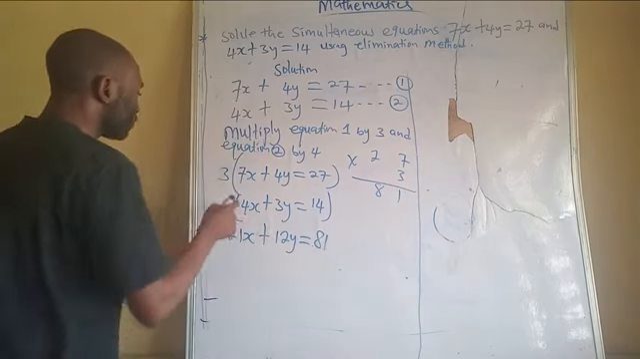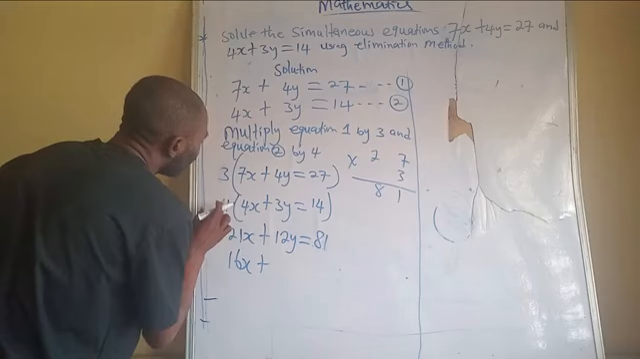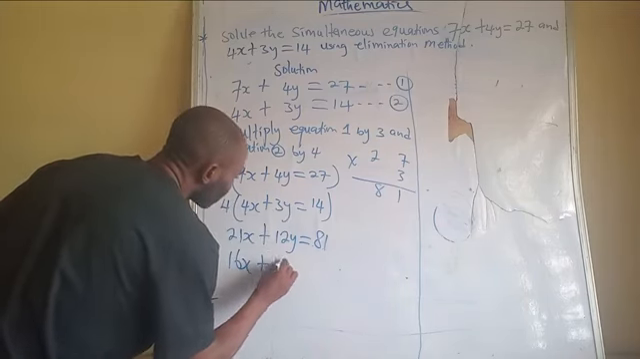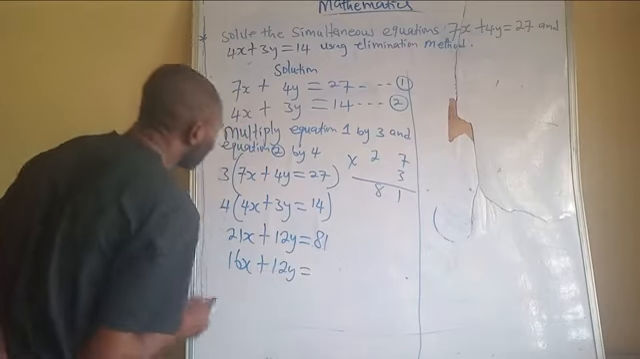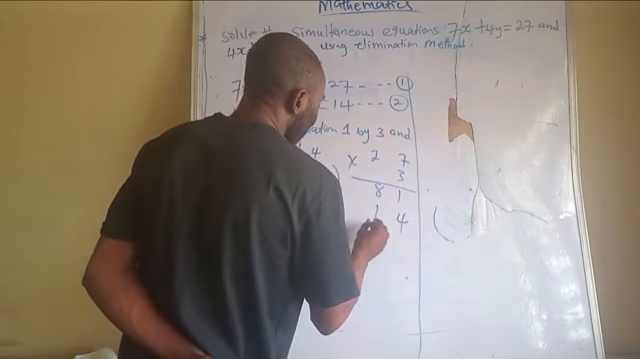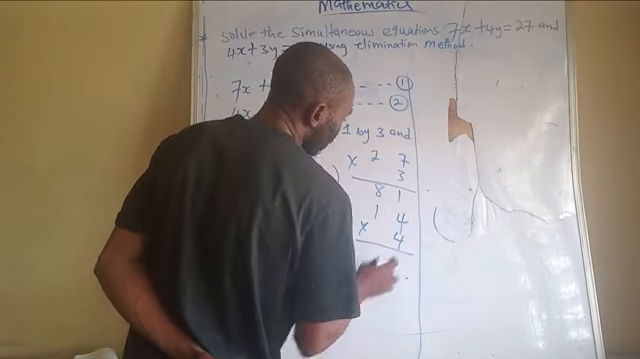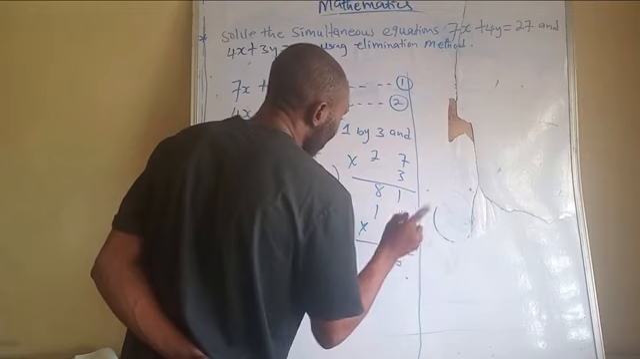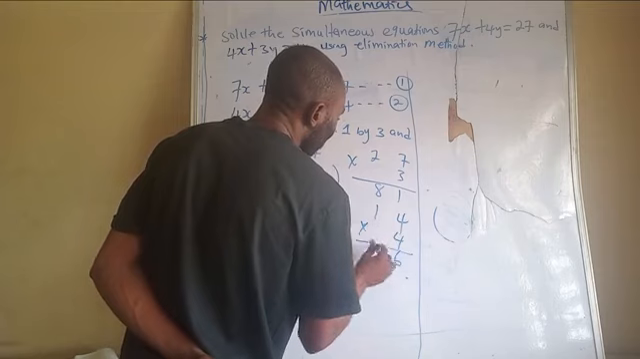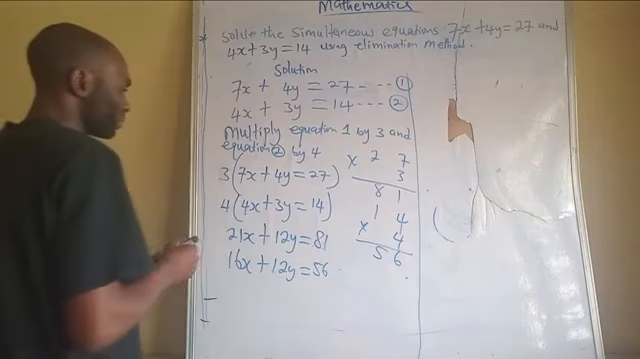Here the same thing: 4 times 4 is 16, so that is 16x. 4 times 3 makes 12y is equal to 4 times 14. 4 times 4 is 16, write 6, carry 1. 4 times 1 is 4, plus 1 makes 5. So that is 56.